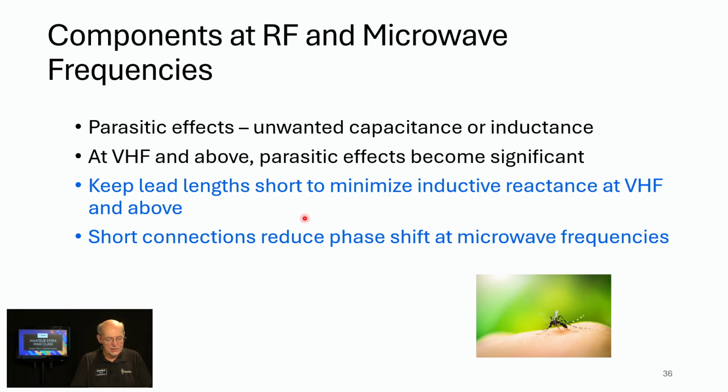So the two tricks here, and pool questions, keep lead lengths short to minimize inductive reactance at these high frequencies. And short connections, that goes right along with short lead lengths. Short connections reduce phase shift at microwave frequencies. You might remember when we talked about the inductive and capacitive phase angles and so forth. If there's inductance and capacitance in the circuit, that will shift that phase angle, which is the equivalent to a phase shift. Very important at microwave frequencies.